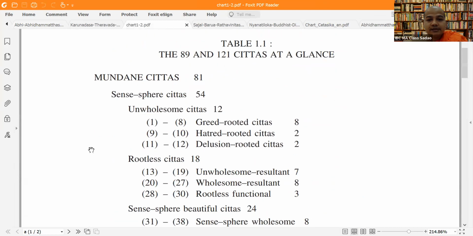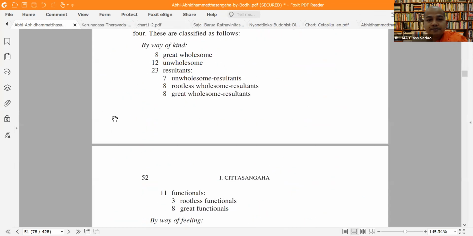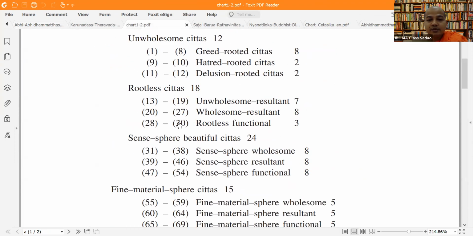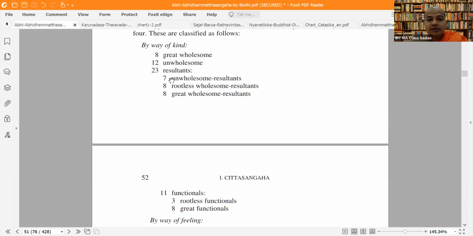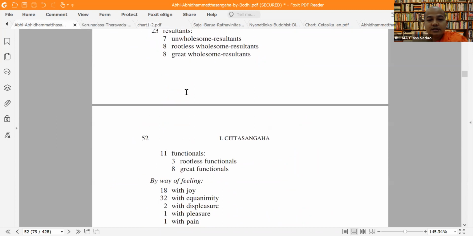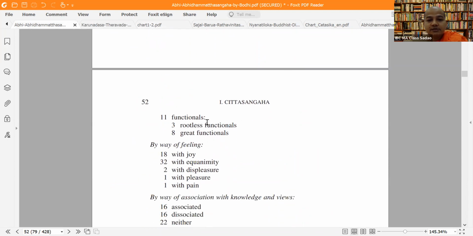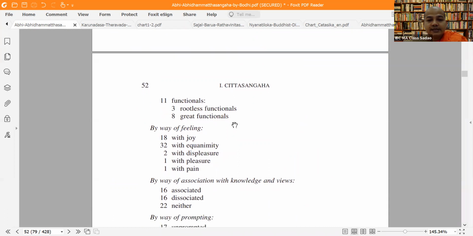In the chart, it is differently organized, right? But what you see here: 8 great wholesome, 12 unwholesome, 23 resultants. So you have resultants in different categories. If you look at this chart here, for example, you have unwholesome resultant 7, wholesome resultant 8 under this category of ahetuka citta. And then again, in the next section, you have 8 cittas that are regarded as resultant. So here, all the resultant cittas are put together as 23. These are the three categories. And then 11 functionals, 3 rootless, and 8 great functionals.